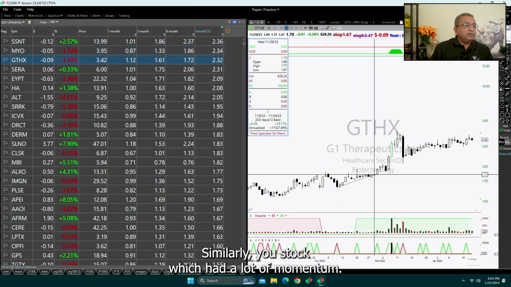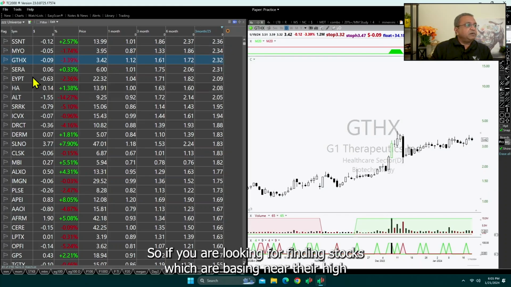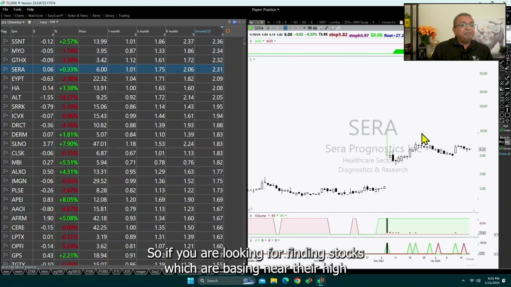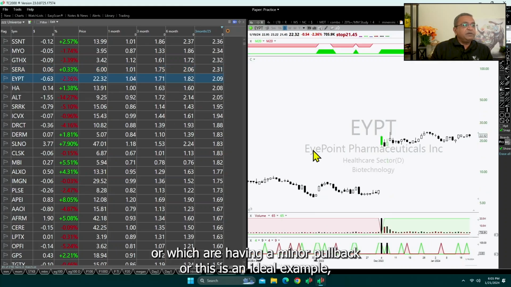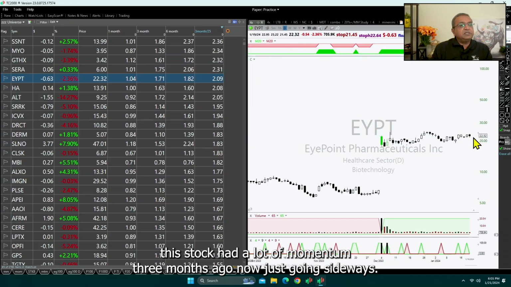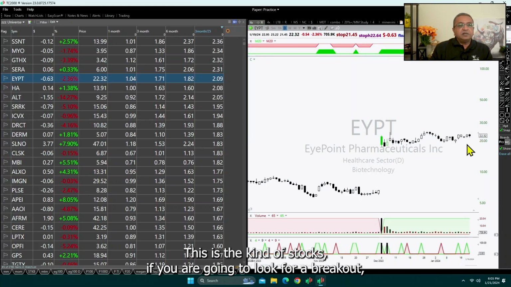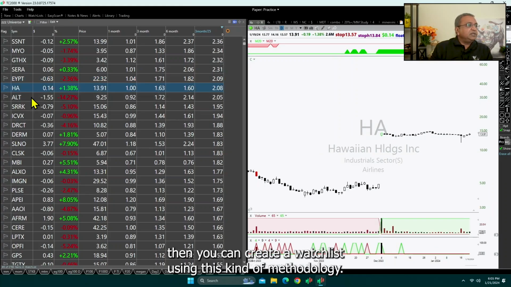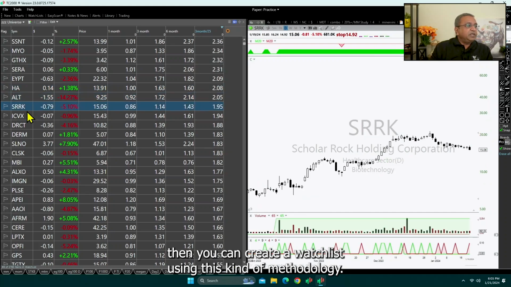Similarly, you have a stock which had a lot of momentum. So if you are looking for stocks which are basing near their high, or which are having a minor pullback, this is an ideal example: this stock had a lot of momentum 3 months ago, and now it is just going sideways. These are the kind of stocks, if you are going to look for a breakout, then you can create a watch list using this kind of methodology.